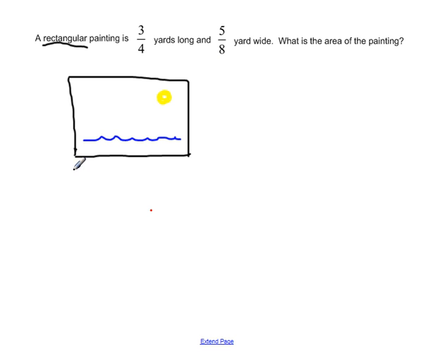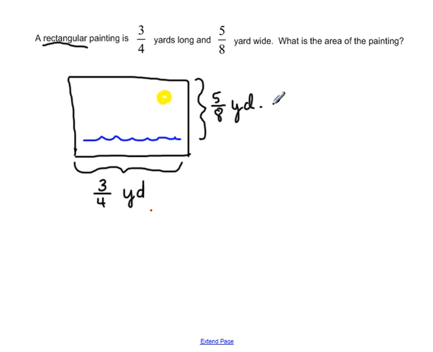So we've got our rectangular painting, and now we're going to label what we know about it. We know that it's 3/4 of a yard long. Okay, so that's 3/4 yard. And we know that it's 5/8 yard wide. So let's go ahead and label that on this side. So that's 5/8 of a yard. And the problem is asking us to find the area.